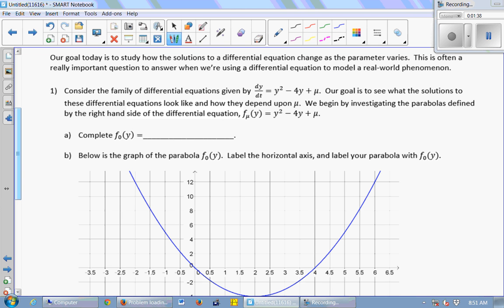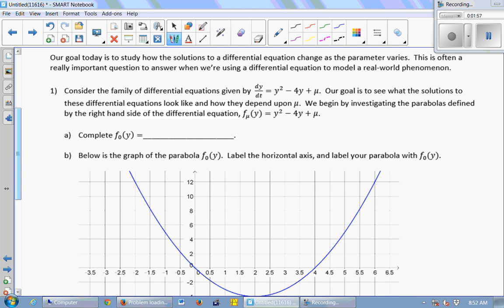Okay, so consider this family of differential equations. dy/dt is y squared minus 4y plus mu. So the derivative is this quadratic. I've graphed the derivative function. Our goal is to see what the solutions to this differential equation look like and how they depend on mu.